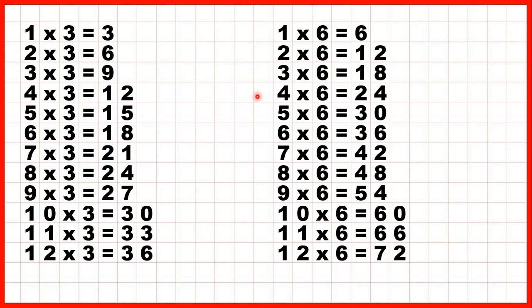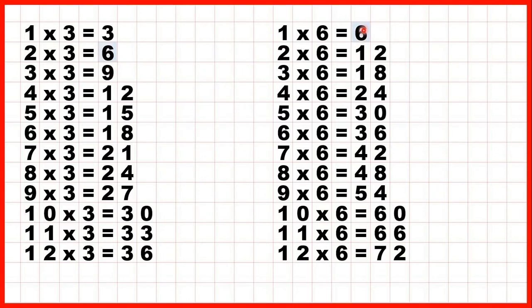Or, looking at it the other way, if we halve what's in the 6 times table, we get what's in the 3 times table. Remember, we find half of a number, or halve a number, by dividing it by 2. 6 divided by 2 is 3, 12 divided by 2, or half of 12, is 6, 18 divided by 2, or half of 18, is 9, and so on.